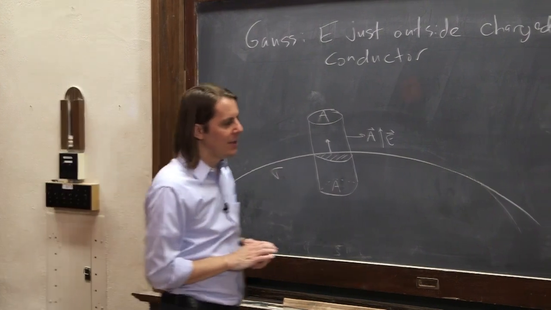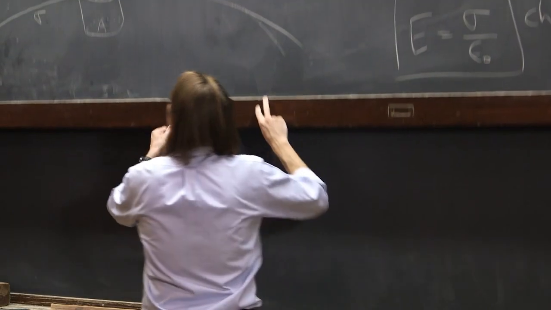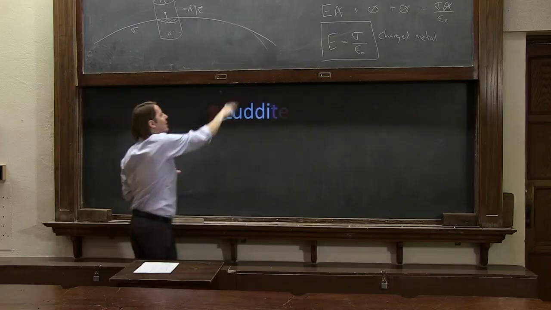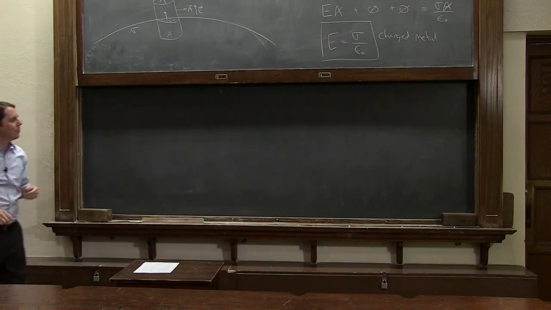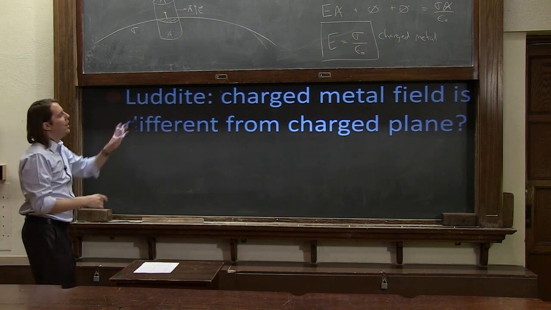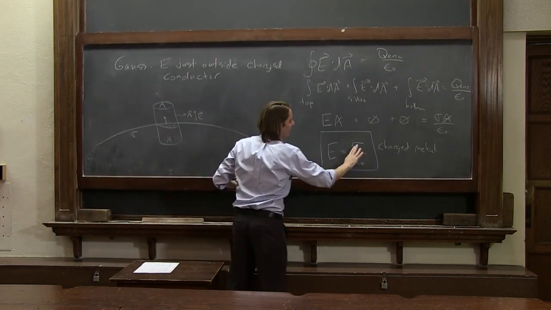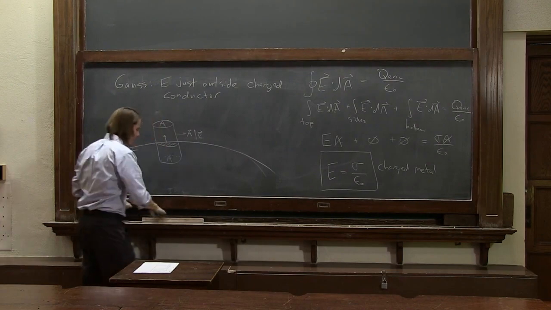And I see a question there, and I know what that question is. I know for sure. It's where is the 2? Because that comes up every time. You get a formula for the metal that's different from the formula for the plane. One student says the charged metal field is different from the charged plane. Why do we get sigma over 2 epsilon naught for a charged plane and sigma over epsilon naught for a metal?